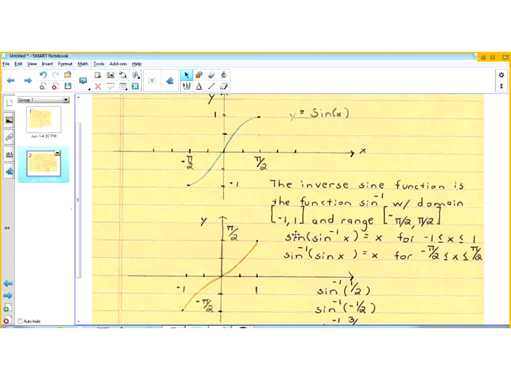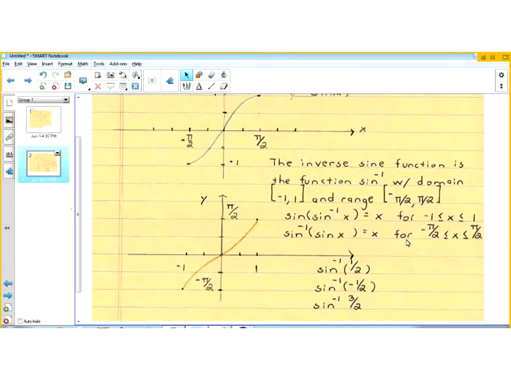Here's the domain, here's the range, and then the composition of the principal sine with its inverse is equal to x, of course, for x between -1 and 1, and the composition of the inverse sine with the principal sine is equal to x for x between -pi/2 and pi/2. Okay, so note these 2 statements here. The inverse sine of 1/2, of course, you can read from the graph, is pi/6.